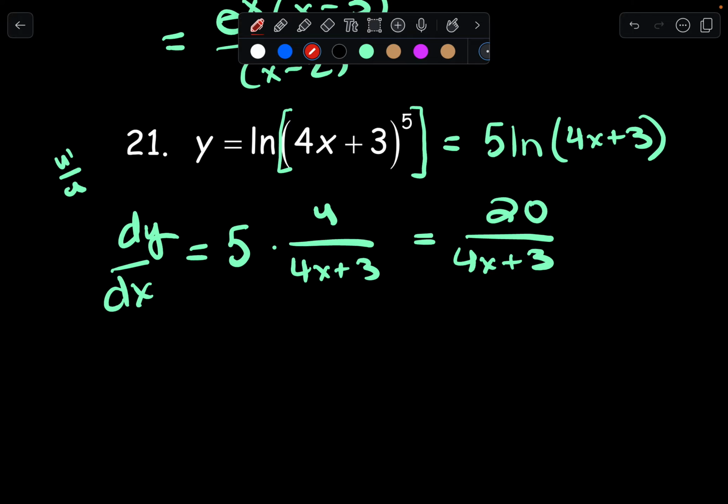Please, please be careful. You cannot do this, all right? You can only cancel or factor when that factor is involved in every single term. Okay, I still see mistakes like that every single year.